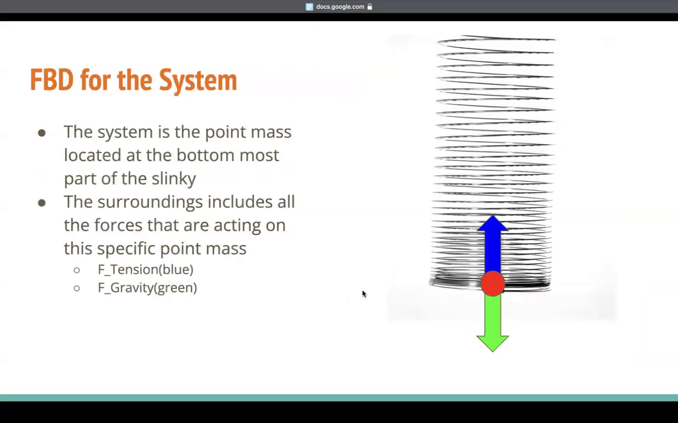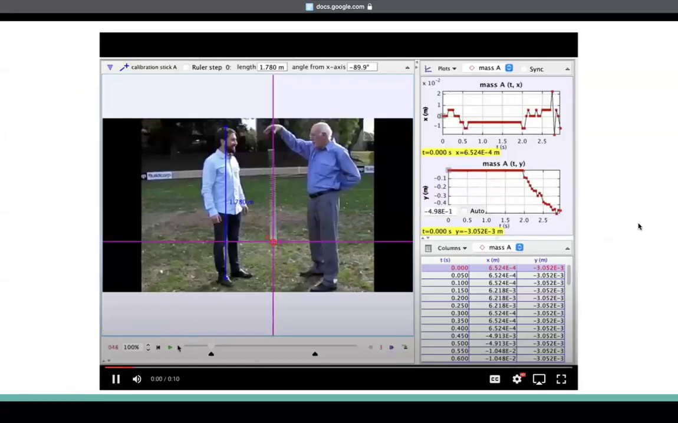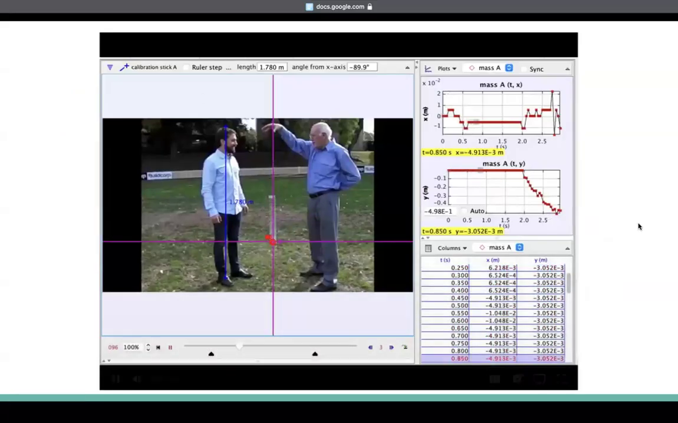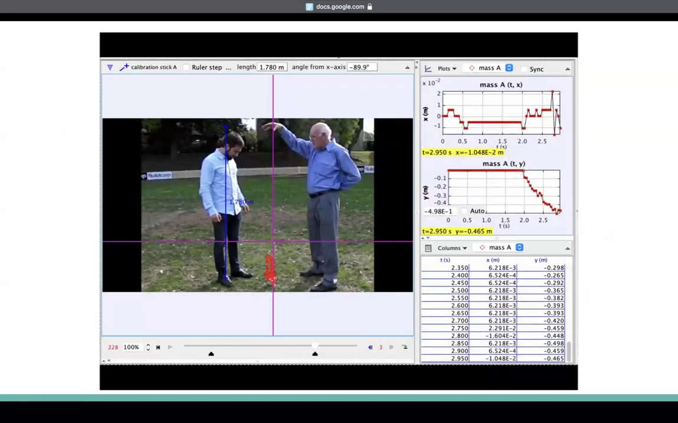We're going to first look at a free body diagram for this system just to review this. The system we can see is the point mass at the red dot, which is the bottom part of the slinky, and we can see the tension as the blue arrow going up and the gravity as the green arrow going down. We can see they have the same magnitude, so we can predict what will happen just using this free body diagram. So we'll quickly look at a Tracker video, tracking. At the start, you can see that it remains constant until it suddenly starts falling once that top hits the bottom.